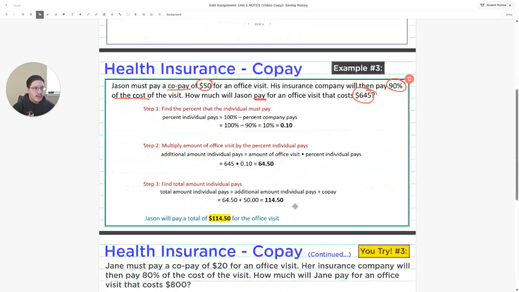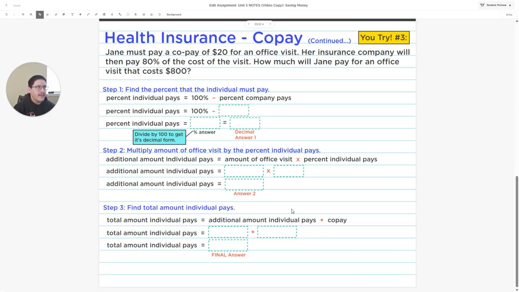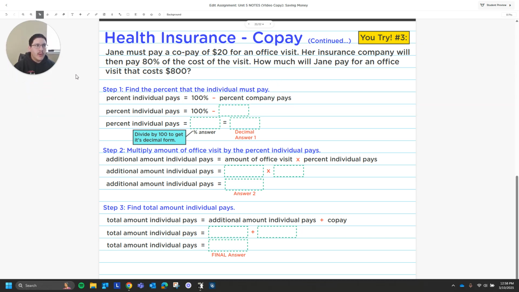So let me read through the problem, and then if you would like, please pause the video and try this on your own. Jane must pay a copay of $20 for an office visit. Her insurance company will then pay 80% of the cost of the visit. How much will Jane pay for an office visit that costs $800? So at this moment, go ahead and pause the video, try this problem on your own. Otherwise, I'm going to continue on and show y'all how to do this.